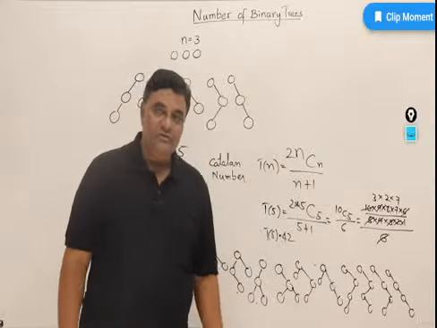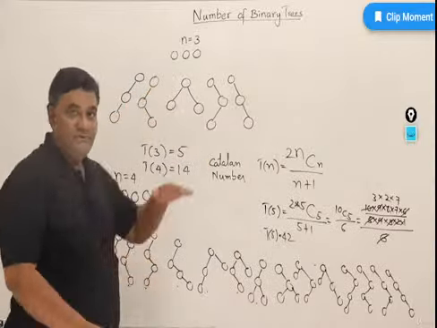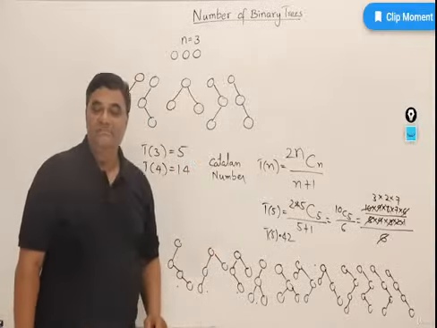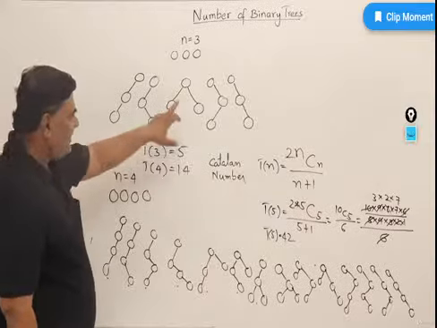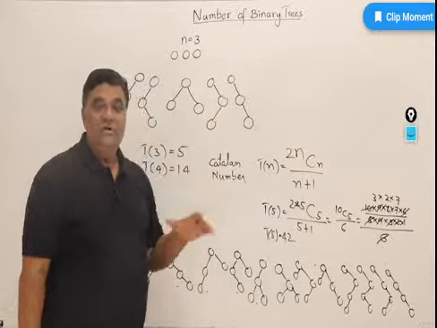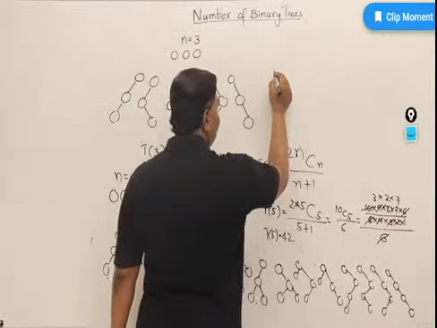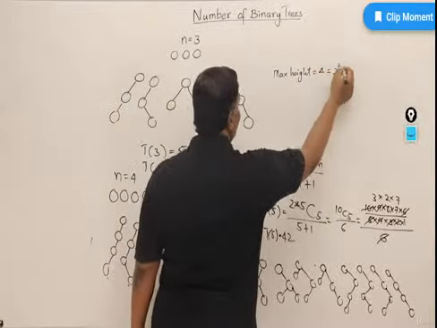Now one more observation I have to make here. See, when 3 nodes are given, what could be the maximum height? Height starts from 0 onwards. So 0, 1, 2. So the maximum height possible is 2. This tree is of height 2, and this is not a 2, this is 1, 2, 2. So how many trees are there with maximum height? 1, 2, 3, 4. So the number of trees with maximum height is 4, which is 2 square.